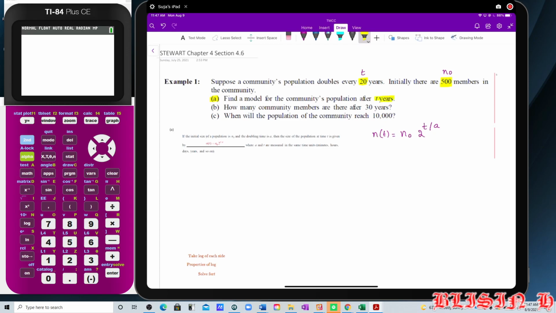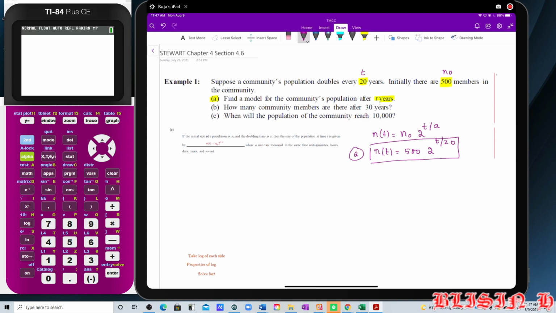So to answer that, I'm going to use this formula, n of t equals n0 times 2 to the power of t over a, which means n of t is equal to 500 times 2 to the power of t over 20. And yes, that's what A is asking for. So this would be the answer for A.